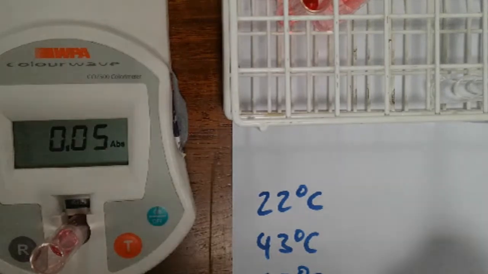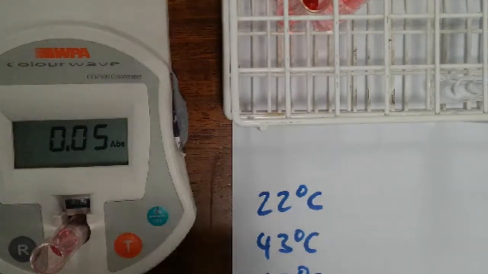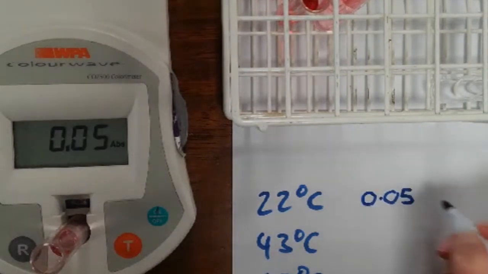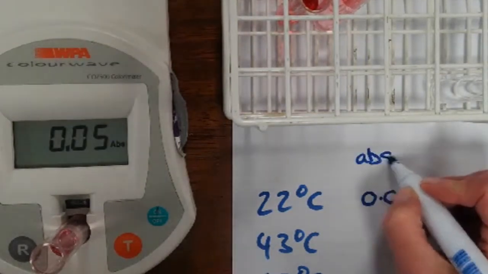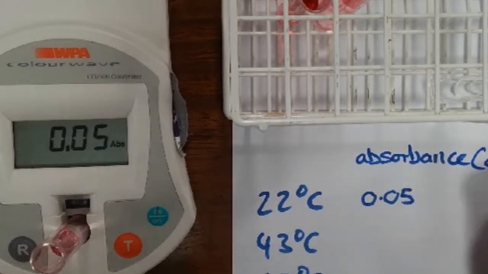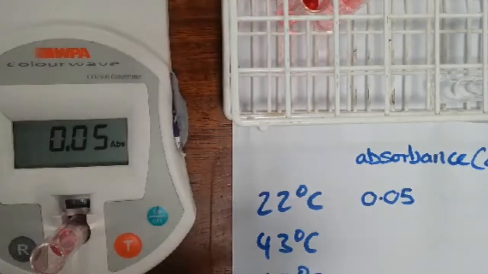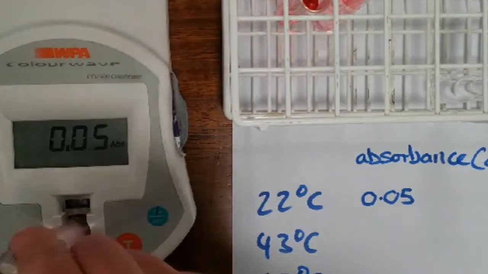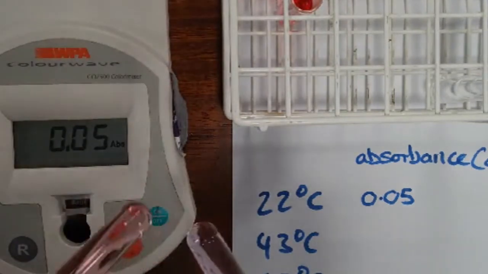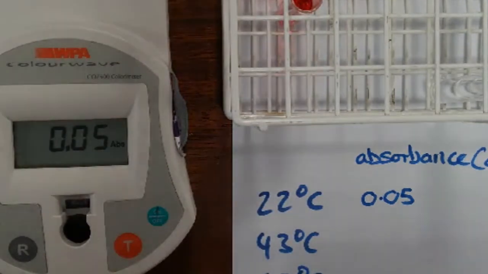So if I take that one out of the colorimeter, the next one I'm going to test is this tube here, which came from the 43 degree water bath. You can see the difference, but it would be difficult to put a number on it. So I'm going to put it in the colorimeter and press test again. And we can see that it's 0.1 arbitrary units. So in actuality, there is twice as much pigment in this tube compared to the one from the water bath at 22 degrees C.